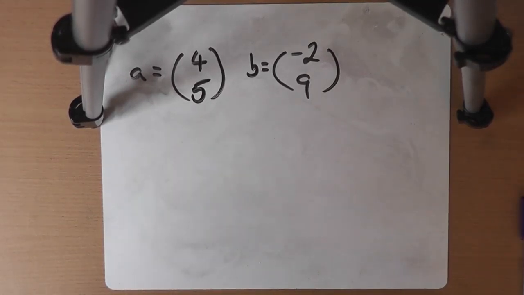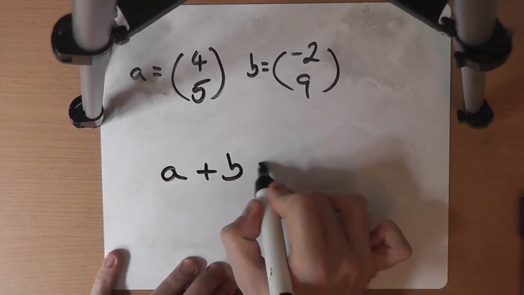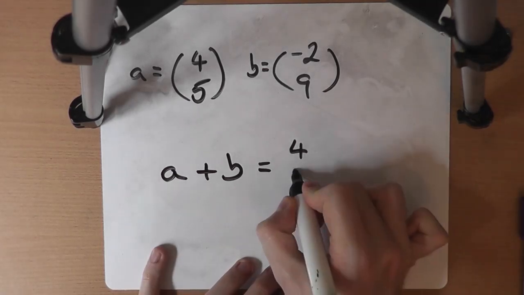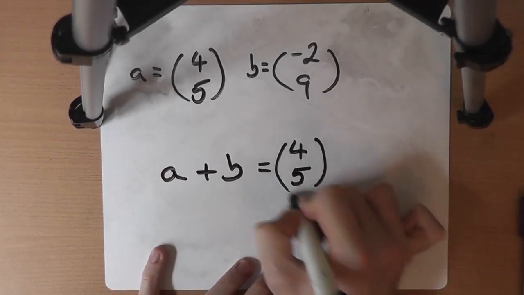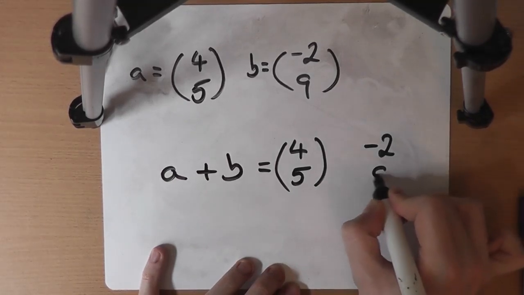Now we could also start to do things like looking at one direction and then the other. So we could look at something like A plus B. That is direction A and then do direction B. Well, direction A has us move 4 right and 5 up. And direction B has us move 2 left and 9 up.